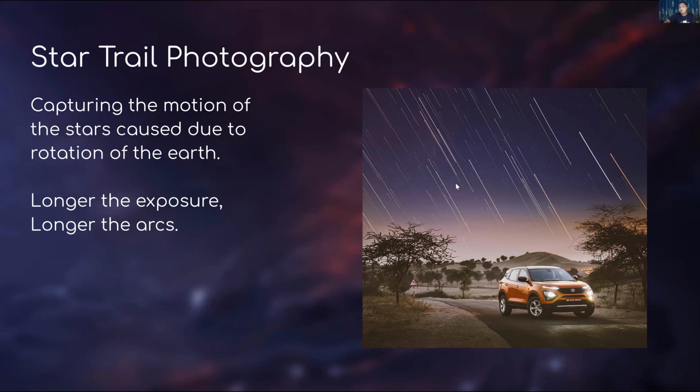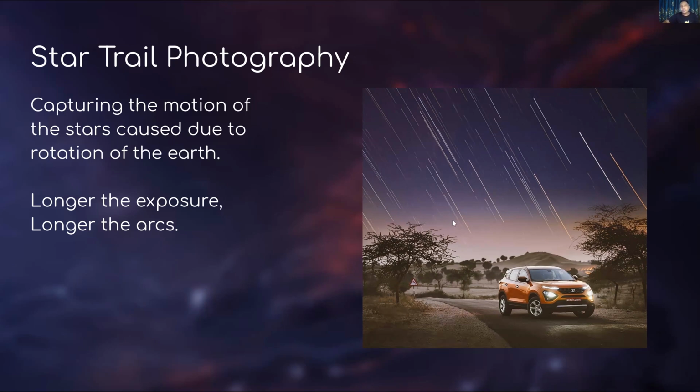Longer the exposure, longer the arcs. For example, if I had taken this same picture at 30 seconds or 1 minute, then I could not have gotten such a long trail. This is somewhere around 2.5 hours of exposure collectively. Okay, so yeah, that's the example of star trail photography.